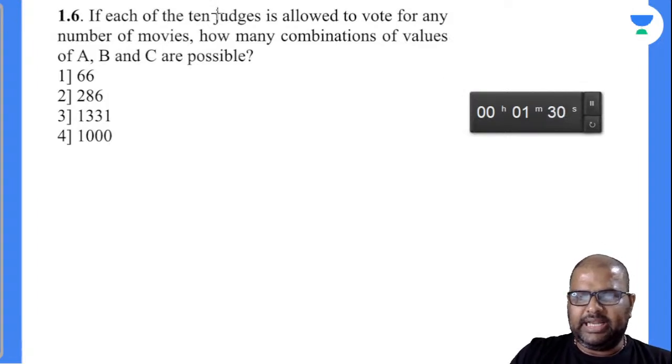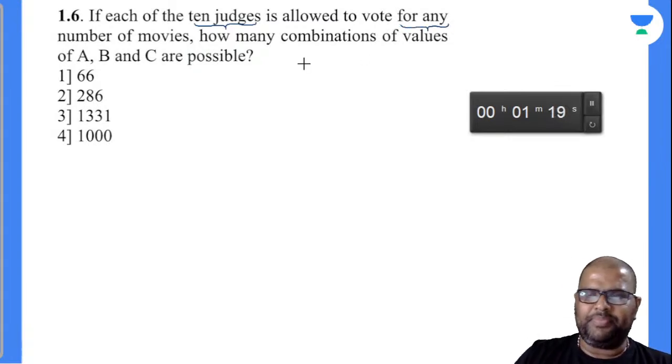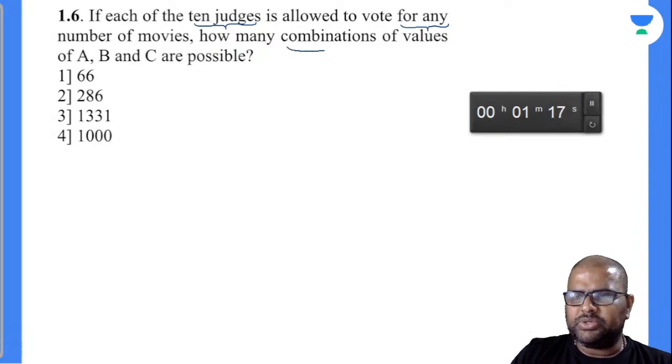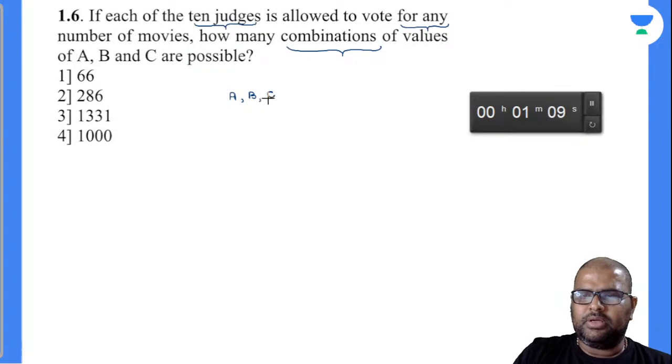If each of the 10 judges is allowed to vote for any number of movies, there is no restriction that only one movie should be, two movies should be, any number. How many combinations of values of A, B, C are possible? How many combinations of A, comma, B and C are possible, it seems. Let us suppose this is A, this is B and this is C.